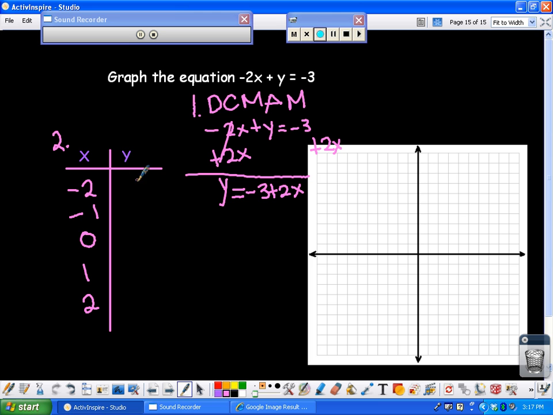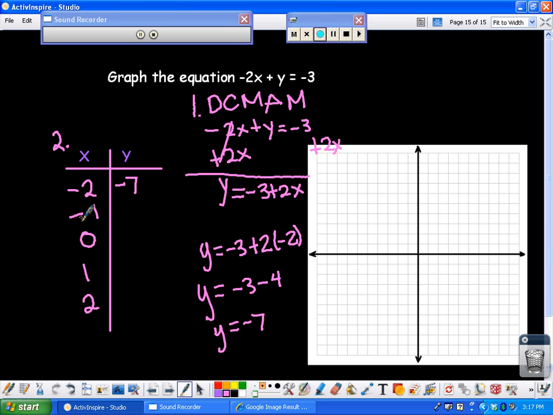Now, in order to get our y value, we are going to take this negative 2 and substitute it in for x. So when we do that, we get y equals negative 3 plus 2 times negative 2. Now we solve, we get y equals negative 3. 2 times negative 2 is negative 4. Negative 3 minus 4 is going to be negative 7. This value goes right here.